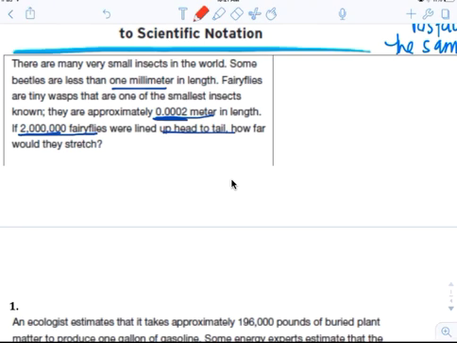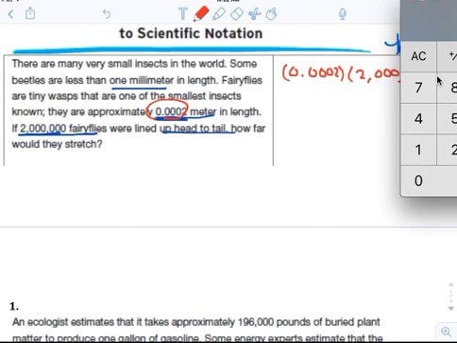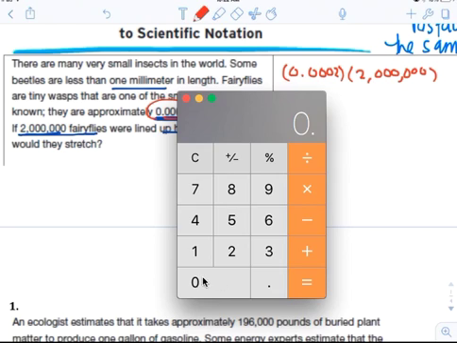So what you would do, you would multiply, right? If one was like this, 2 million of them would be times 2 million. Use your calculator and figure that out. So 0.0002 times 2 million. That's 200,000. That's 2 million equals 400.